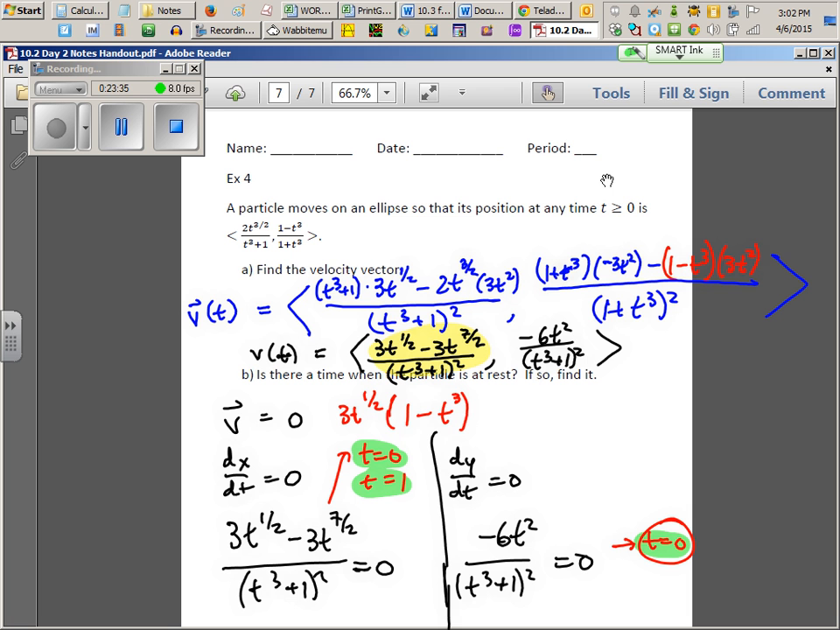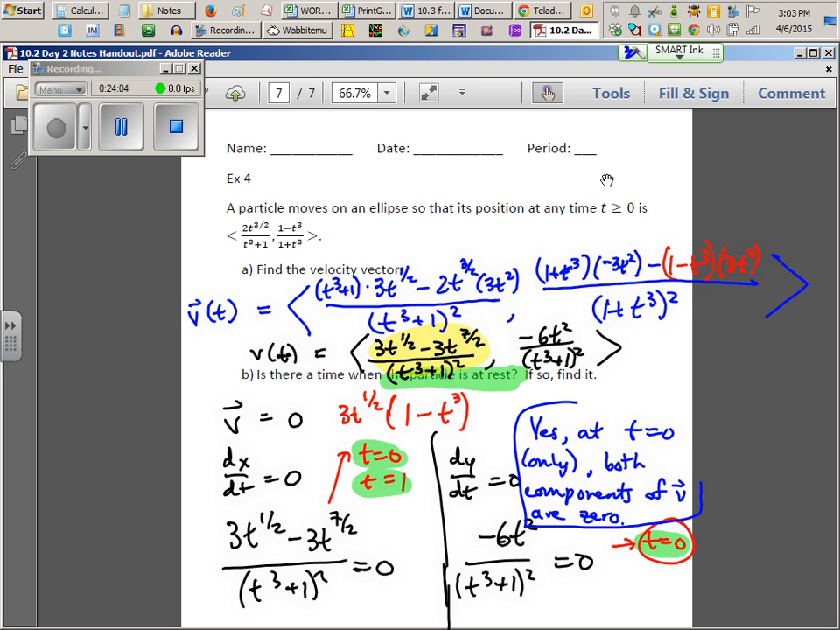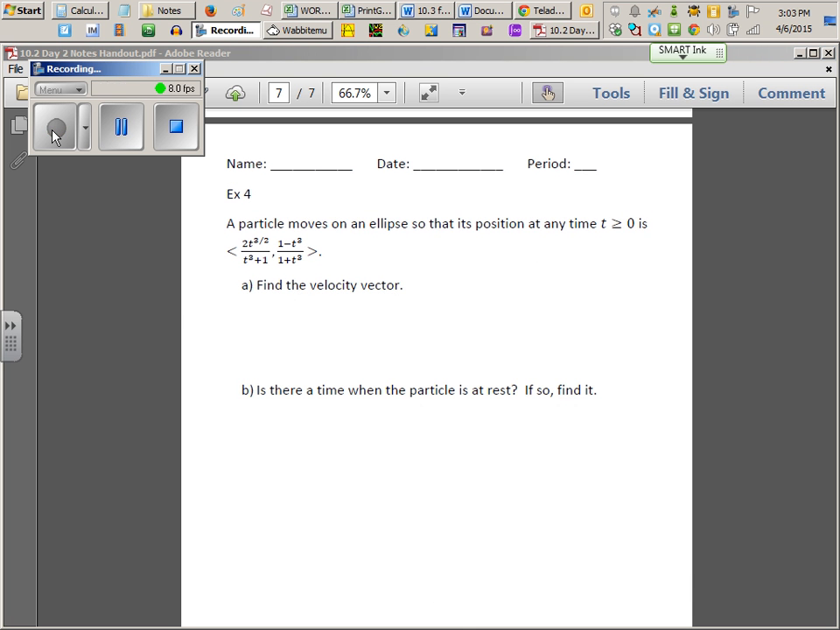We said that the velocities in the horizontal realm and the vertical realm have to be 0 at this particular time. That's called at rest, okay? At rest. So we have to assume that it's at t equals 0 only. So the answer is yes. At t equals 0 only, both components of the velocity are 0. That's the answer. And that concludes the lesson for 10.2, day 2.